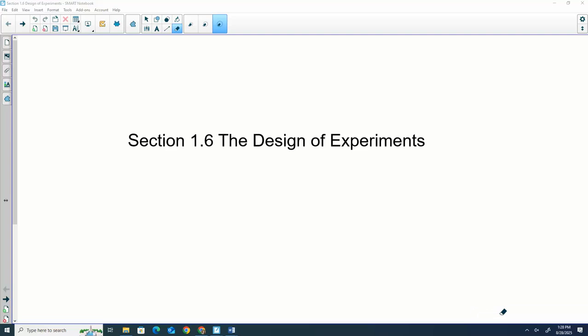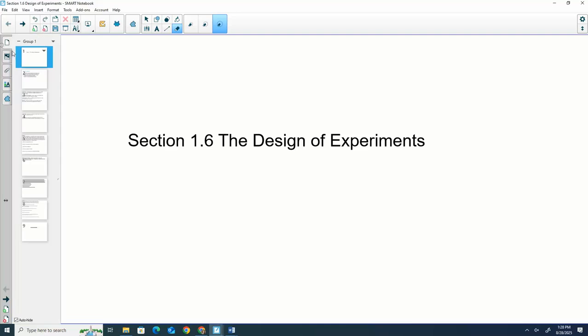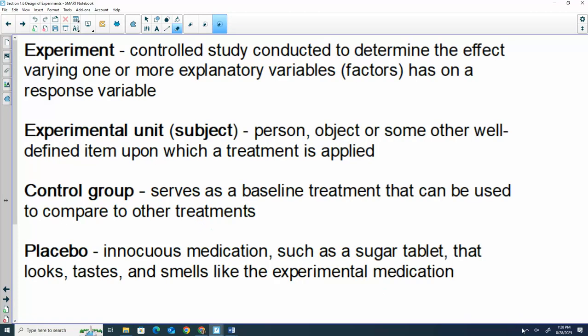It has to be designed correctly. A poorly designed experiment isn't going to give you good information at the end. So we're just going to talk a little bit here. First, I do have some definitions for you.